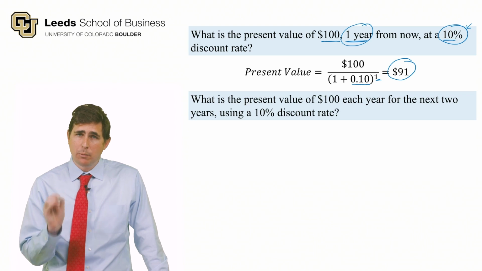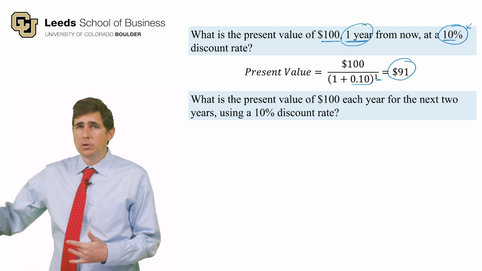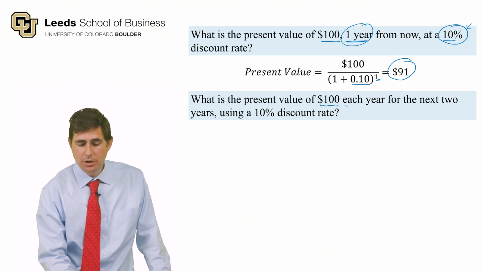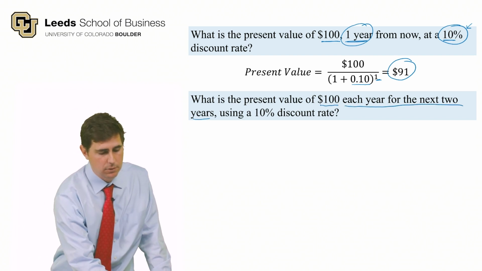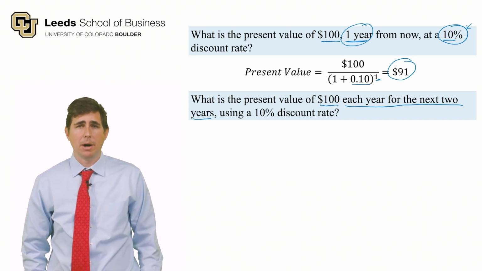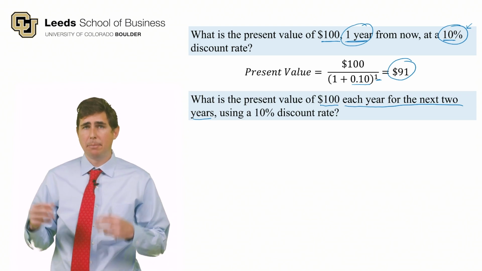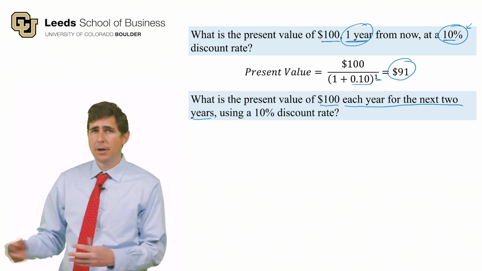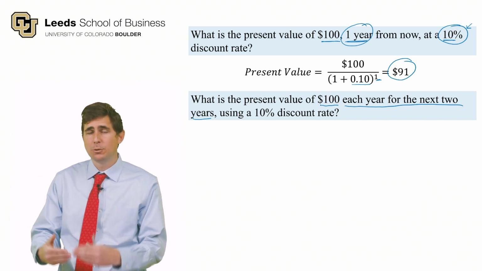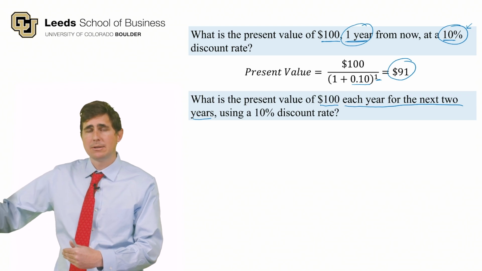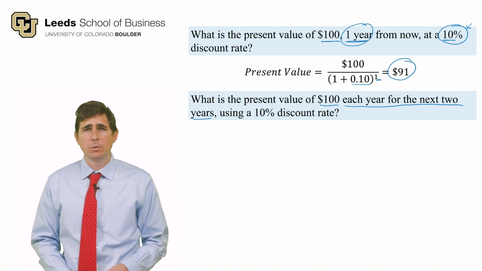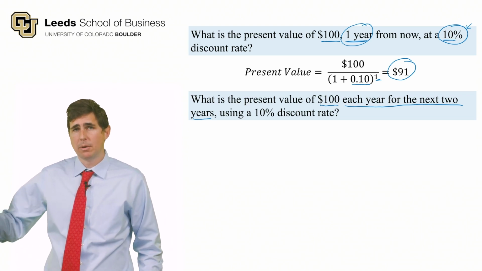Now, one more thing we can do is we can apply this to multiple future years of cash flows, okay? What is the present value of $100 each year for the next 2 years using a 10% discount rate? And this is something we'll see pretty frequently when we talk about bonds and leases, is that a bond contract entitles the bondholder to multiple years of receiving cash flows. And when you get into a lease, you're required to make payments to whoever holds the lease. You're required to make payments to them every year. And so we need to compute the present value of a stream of cash flows.